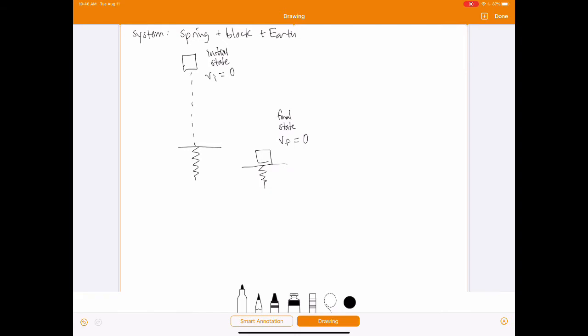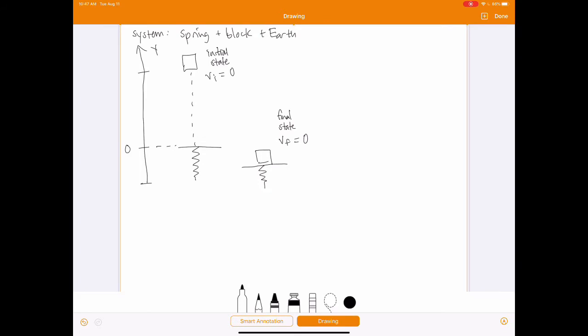So one thing we need to do is keep track of the positions of different things in the system. In particular, I'm talking about the block and the spring. To do that, I'm going to draw the y-axis like this. There's y. And I'm free to define y equals 0 wherever I like, so I'm going to do it right here, where the spring is in the initial state.